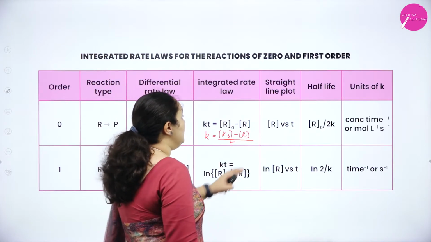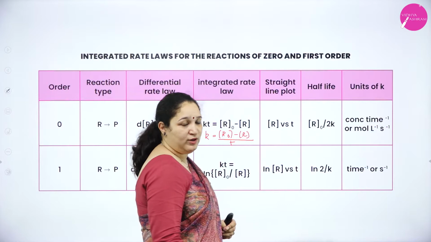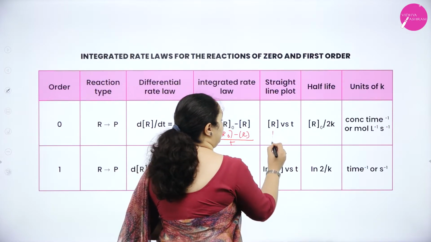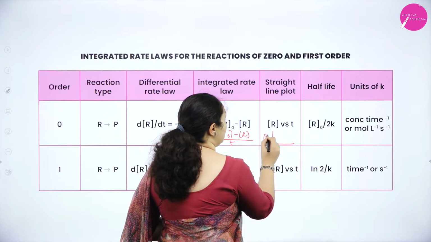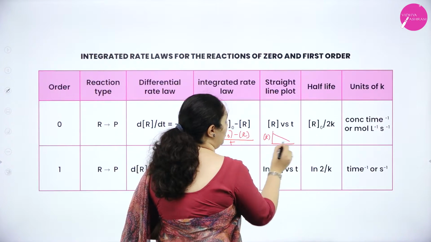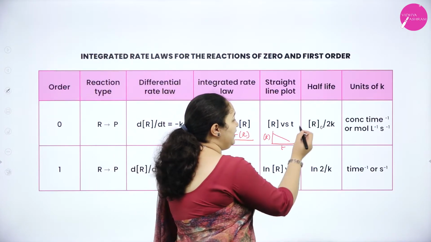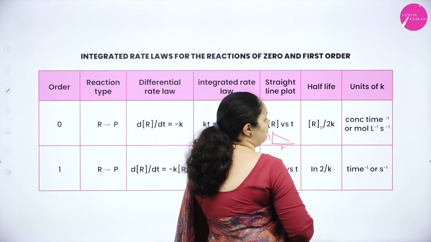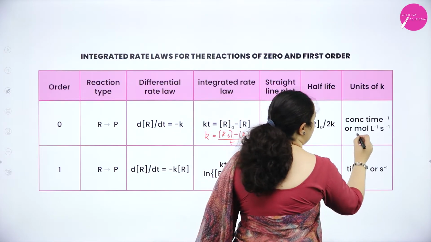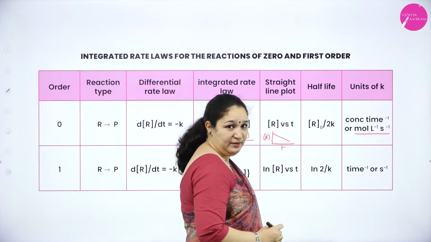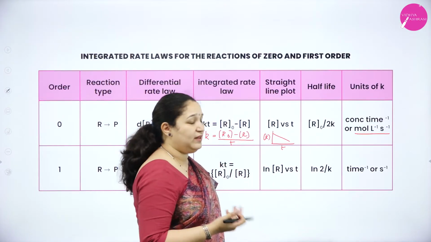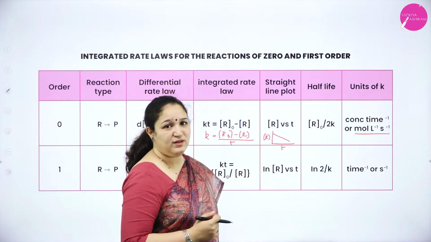Okay. Straight line plot, if you plot molar concentration of R versus t, you will get a straight line. Okay, and what is the half-life? t half is equal to R naught by 2k. Unit of rate constant is mole per liter per second, or it can be remembered as concentration per time.